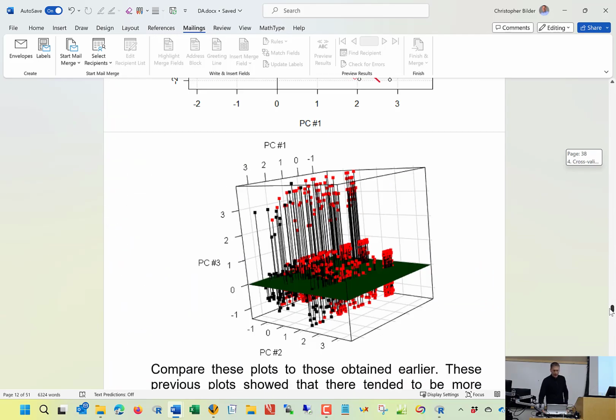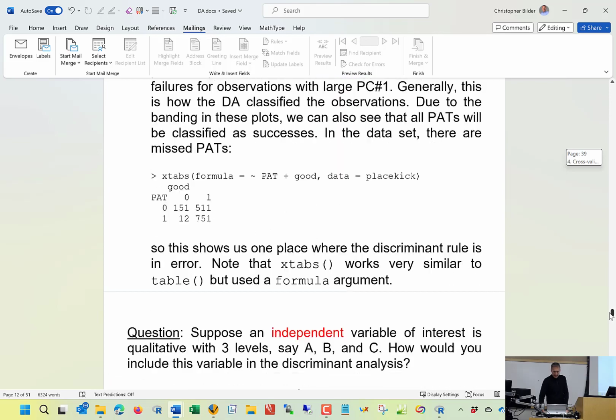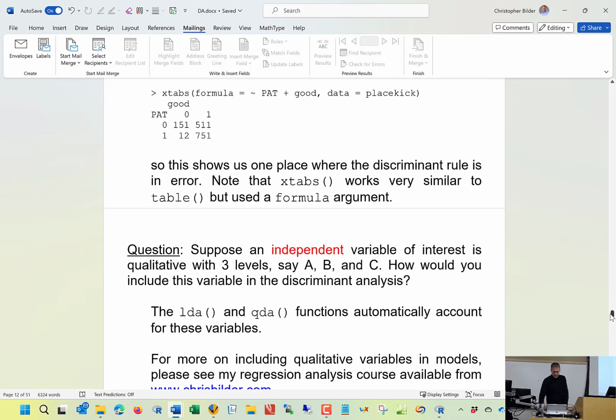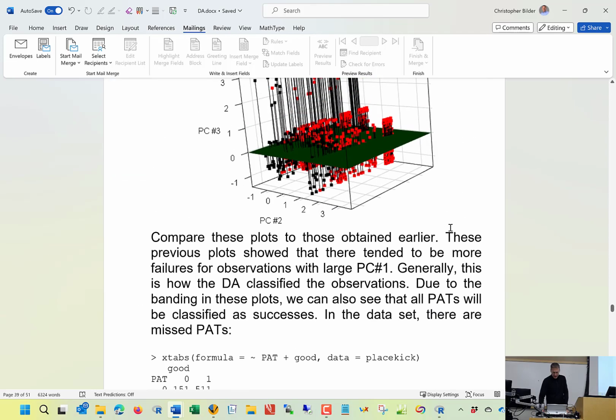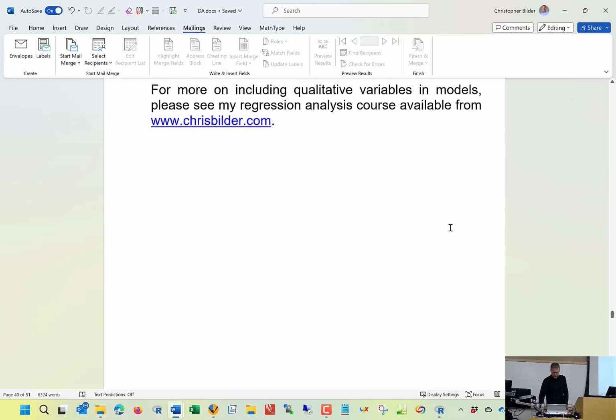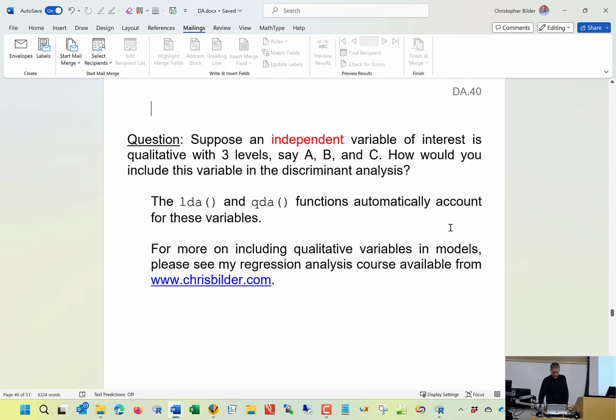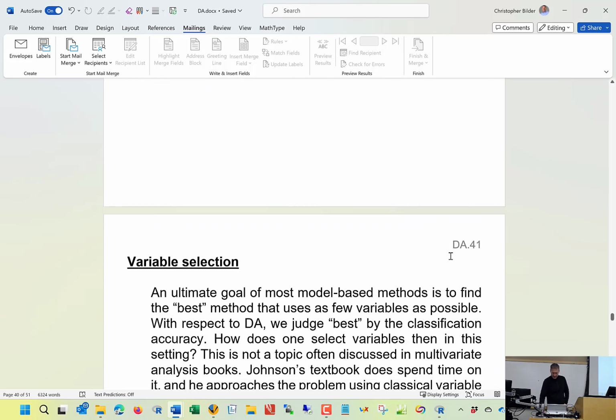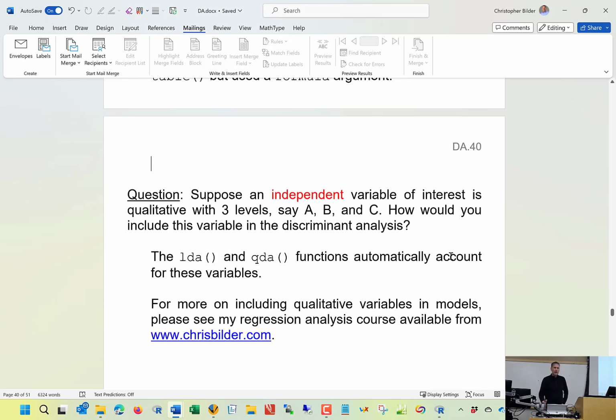You could look at it in three dimensions as well. Let's see here. You could do a similar plot. I thought I had it in the notes, but I don't see it. Maybe I'm just missing it right now. You could also do a similar plot with the validation data as well.